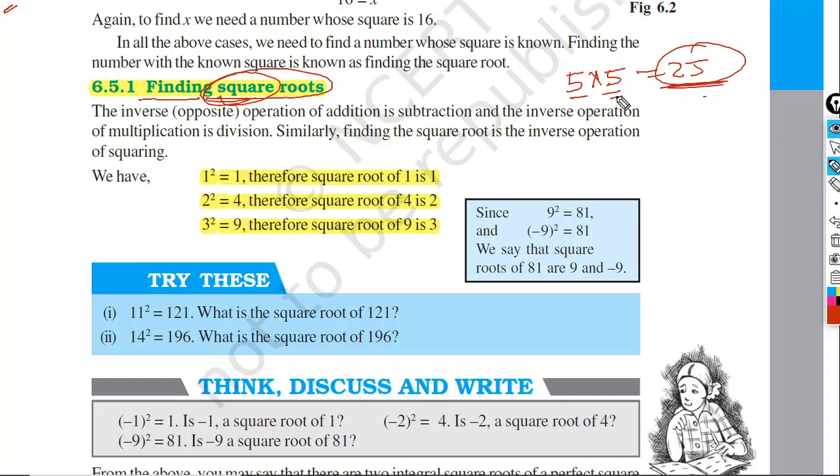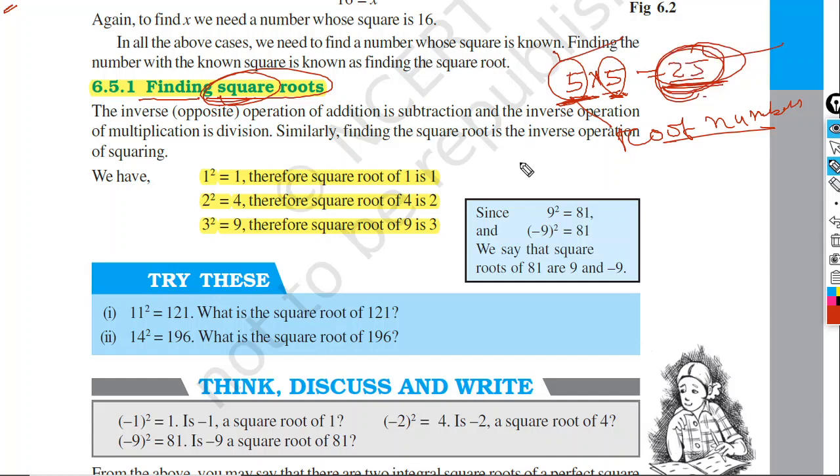And who is the root number here? That means the number multiplied by itself. Who is the number itself? The number is 5. That means 5 is multiplied with itself. So 5 into 5 equal to 25. We can say 5 is the root number. So we say 25 is the square number, 5 is the root number.